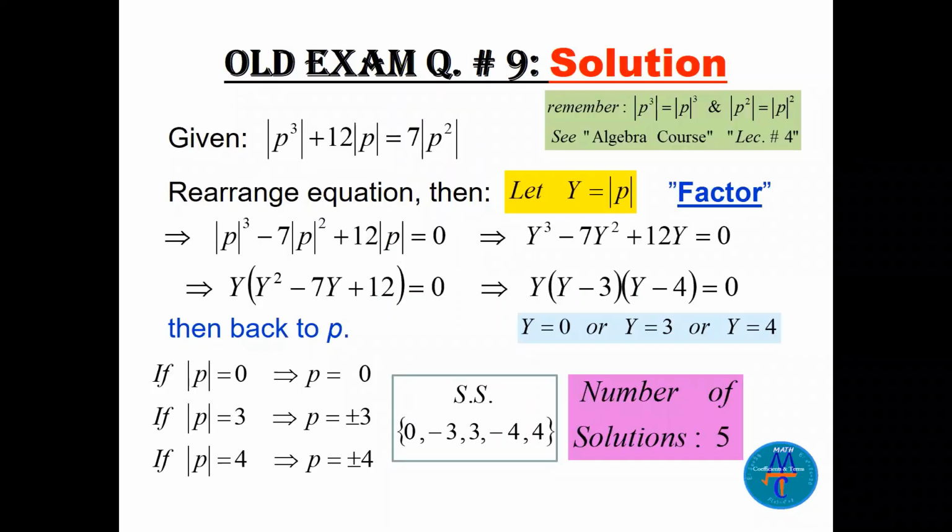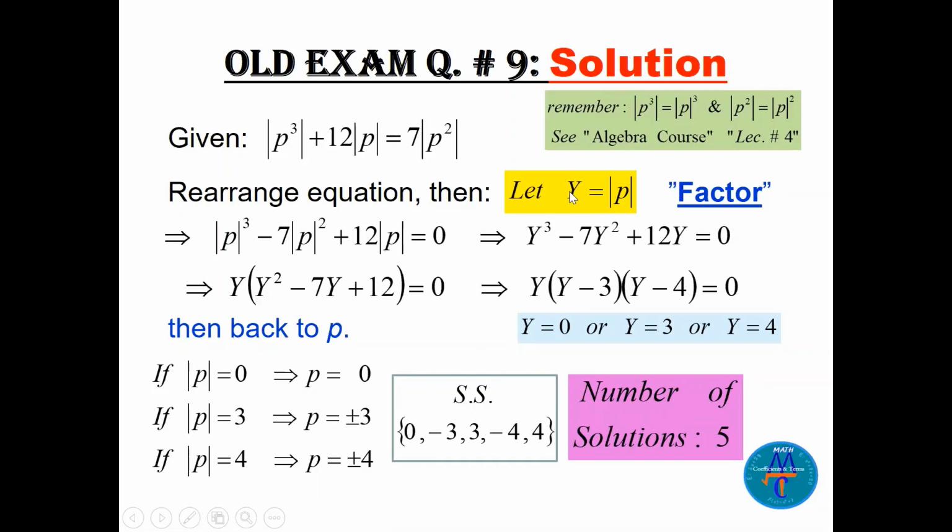Please here in the solution, remember that absolute value of p cubed is the same as absolute value of p all cubed, and absolute value of p squared is the same as absolute value of p all squared. We have seen this in the algebra course lectures in lecture number 4. Now, this one becomes this equation here: absolute value of p all cubed minus 7 absolute value of p all squared plus 12 absolute value of p is equal to 0.